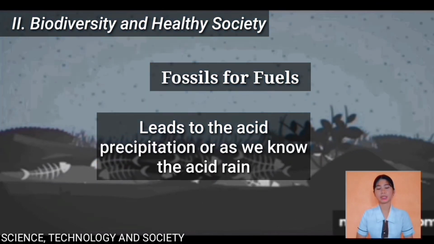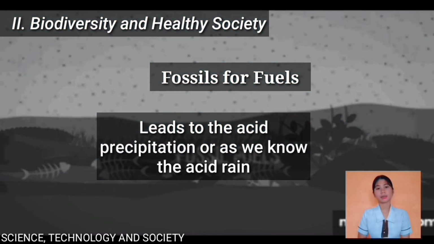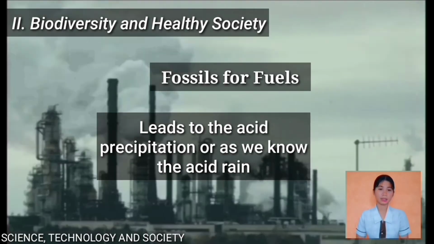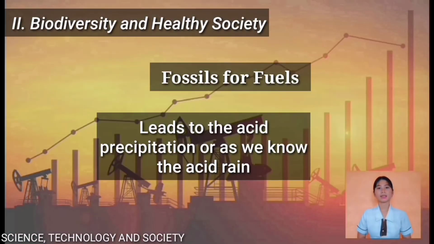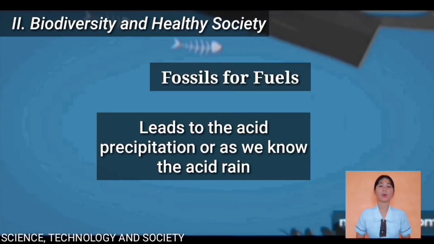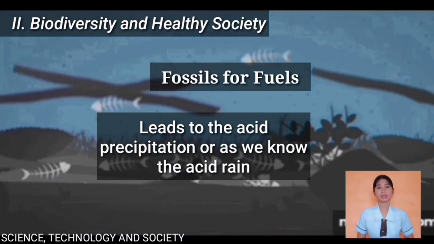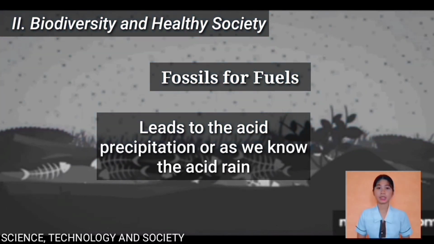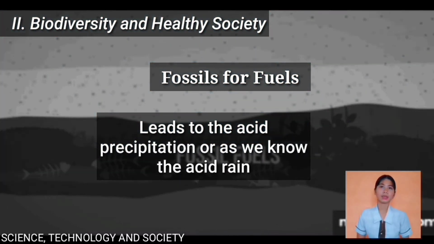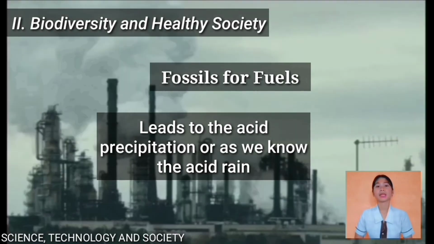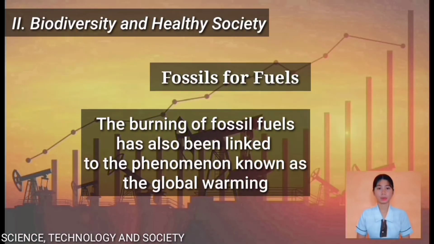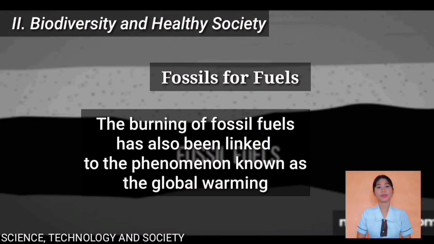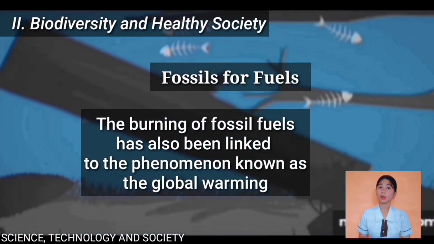This acid precipitation is not healthy because it is a mixture of sulfur and nitrogen oxides, which, with atmospheric water, will produce nitric acids. When acid rain happens, it falls on every part of a certain place, like seas, water, and soil. Species might not breathe well, it might harm their system, and it will kill them at the same time. The burning of fossil fuels has also been linked to the phenomenon known as global warming.